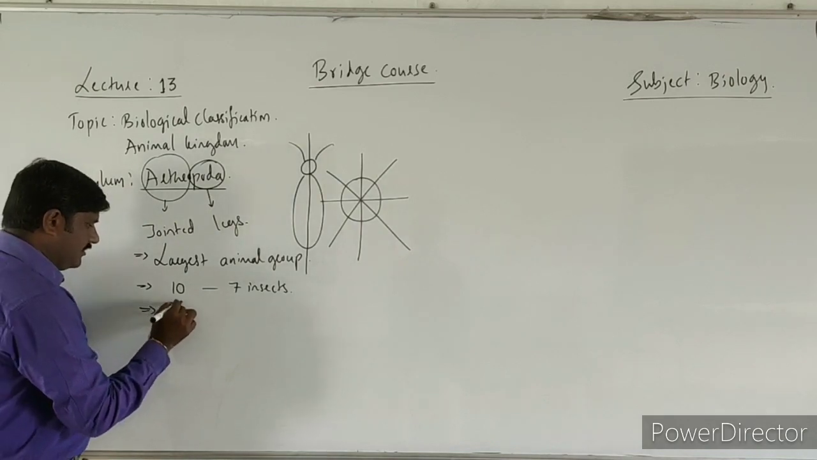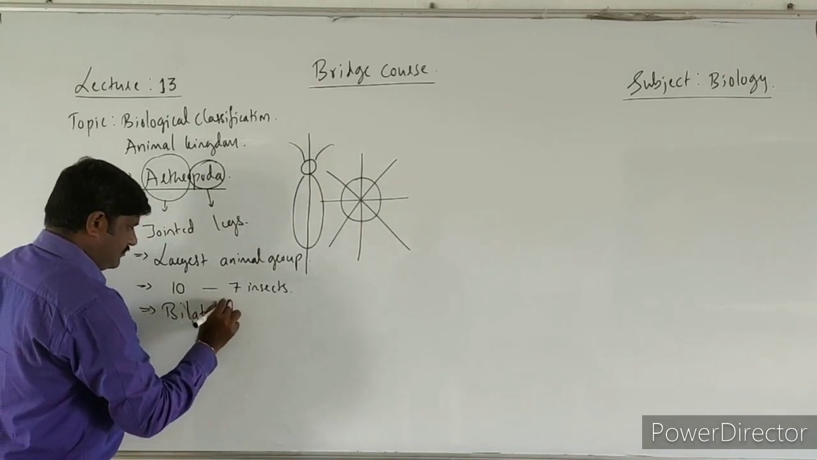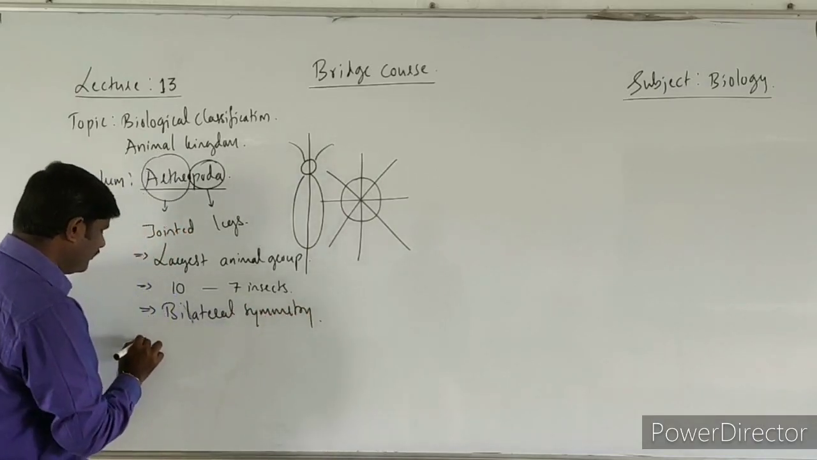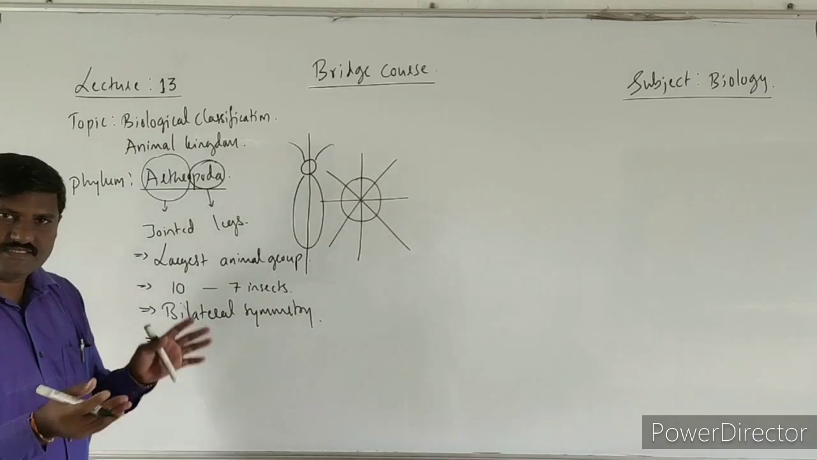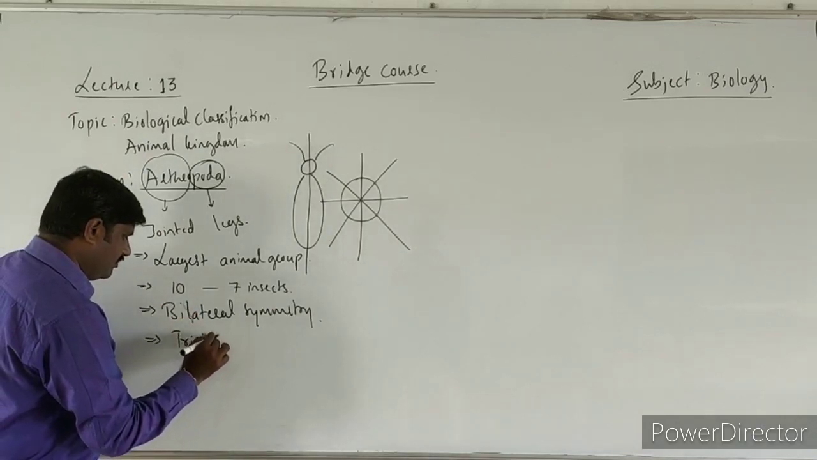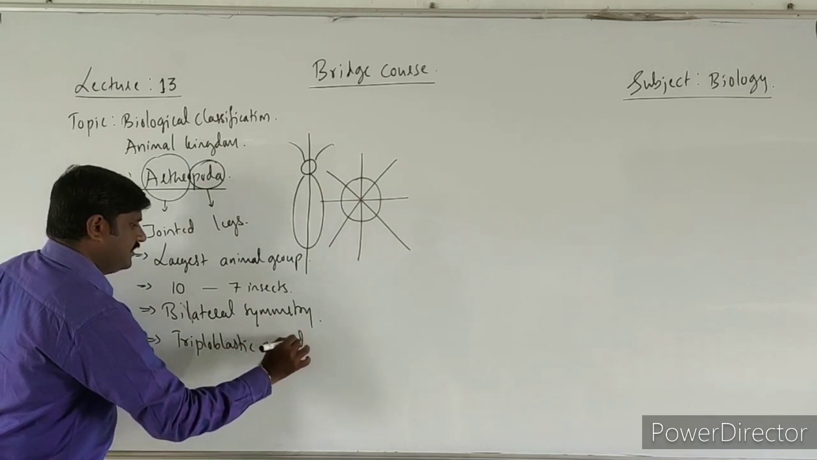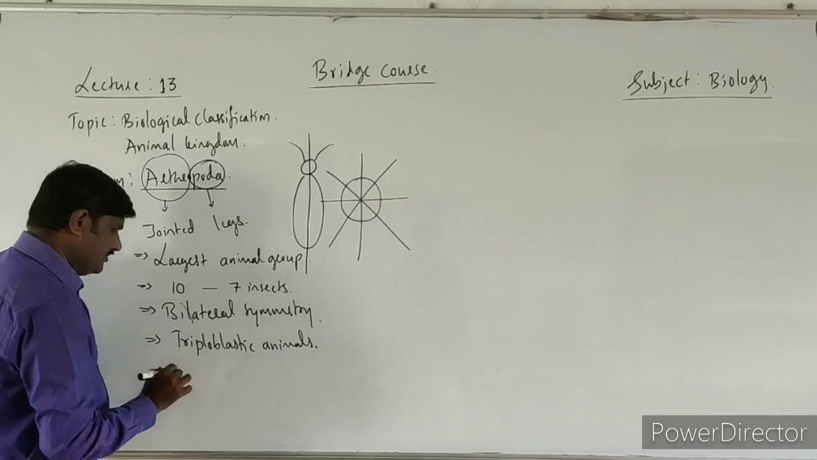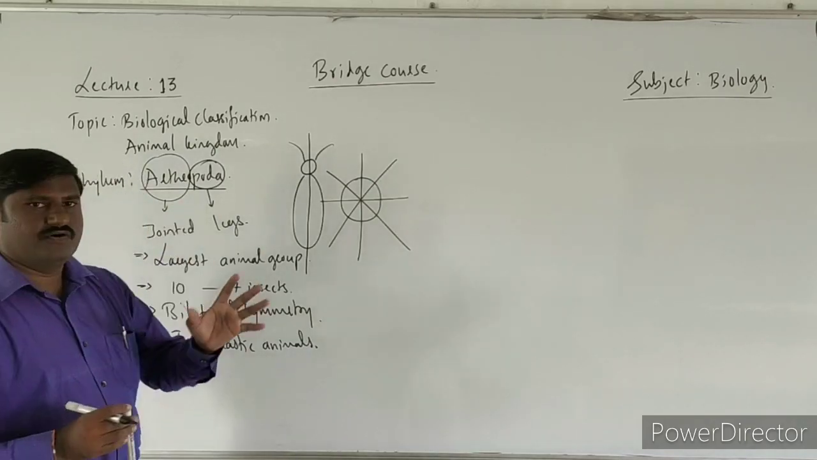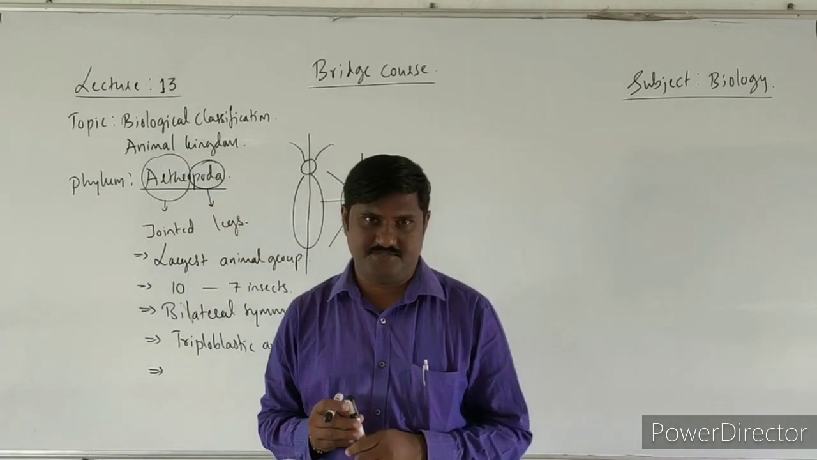So bilateral symmetry of the body is seen here, and these are also triploblastic animals. Triploblastic animals, right? And these animals include one group of special animals, that is crabs.